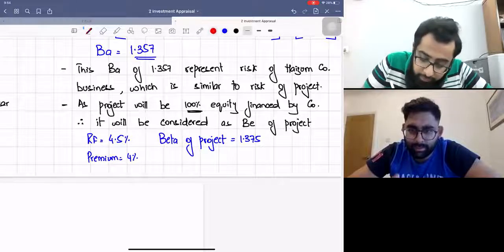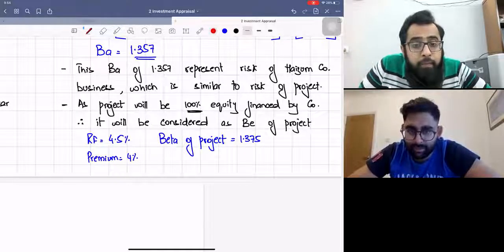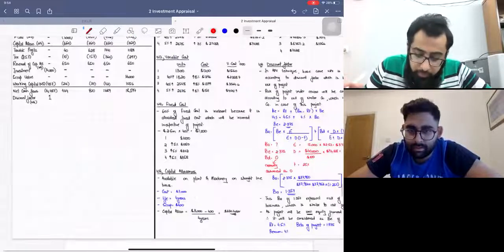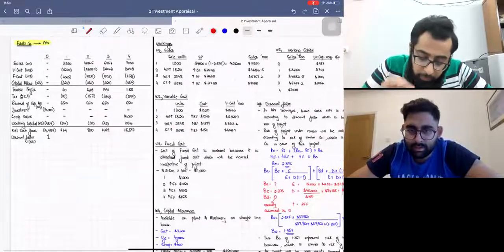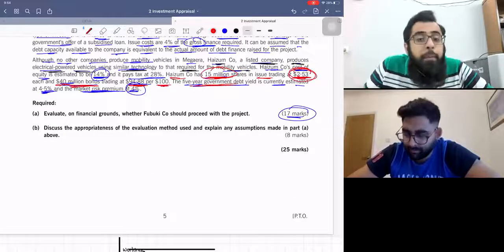The risk-free rate is 4.5%. That's what we've been given, yeah? Yeah, that was given in the question. We picked it from the year. We used it in the Hyzem company data also. Yeah. The 5-year government yield is 4.5 and premium is 4%.